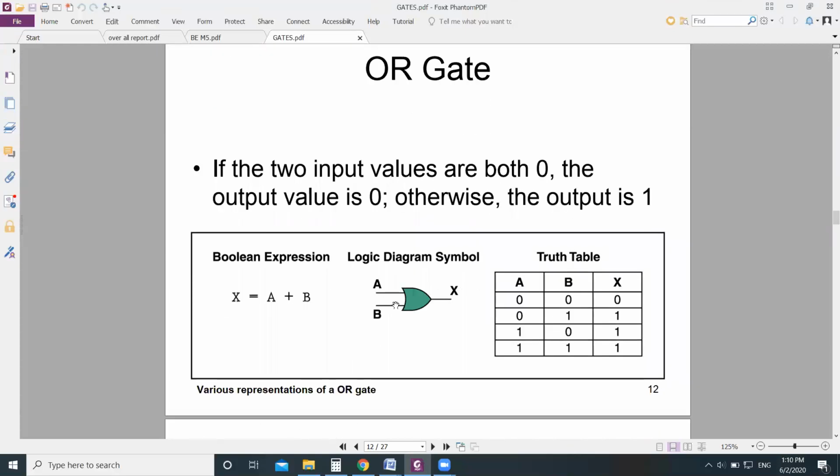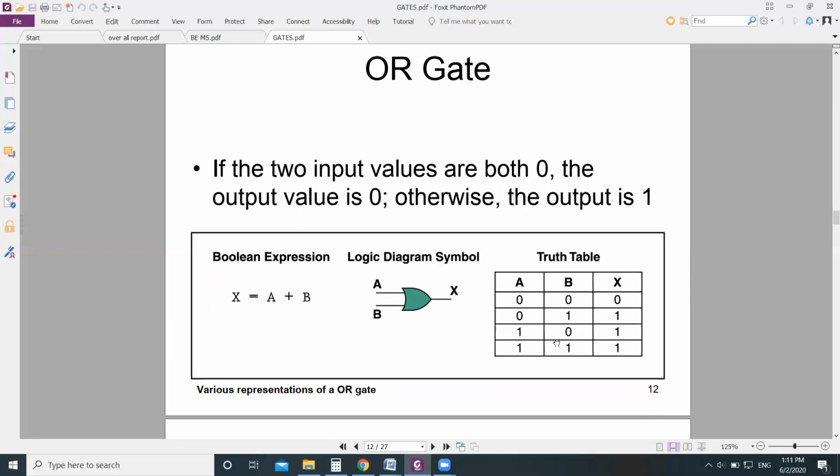Now, this is the OR gate symbol, in which again the minimum inputs required is 2. A and B are the inputs. The output will be only one, that is X. And let us see its truth table. Again, two inputs means 4 possible input combinations, as we discussed before. So 0 plus 0 is giving me 0. 0 plus 1 is giving me the answer as 1. 1 plus 0 is giving me 1. 1 plus 1 is also 1 in this case.